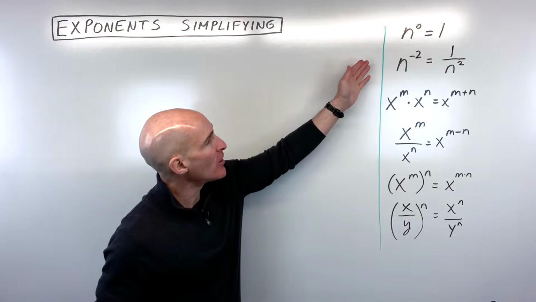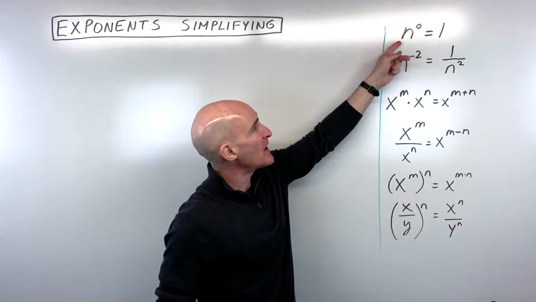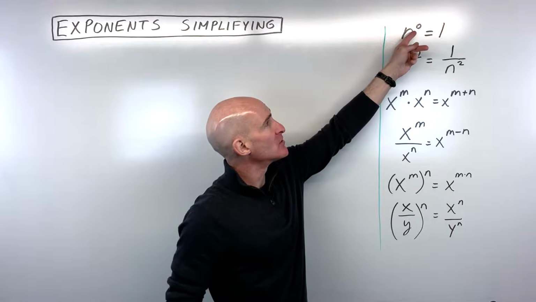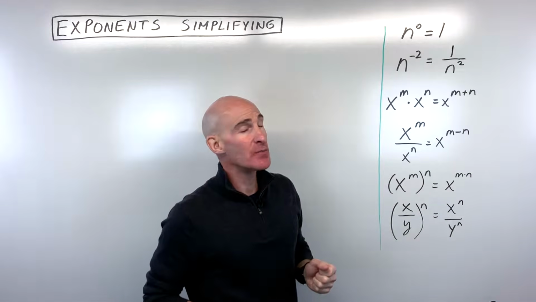But first of all, let's go over a review, or if you haven't learned these, when you raise a non-zero number to the 0th power, it always comes out to 1, and I'll show you why that is in just a minute.